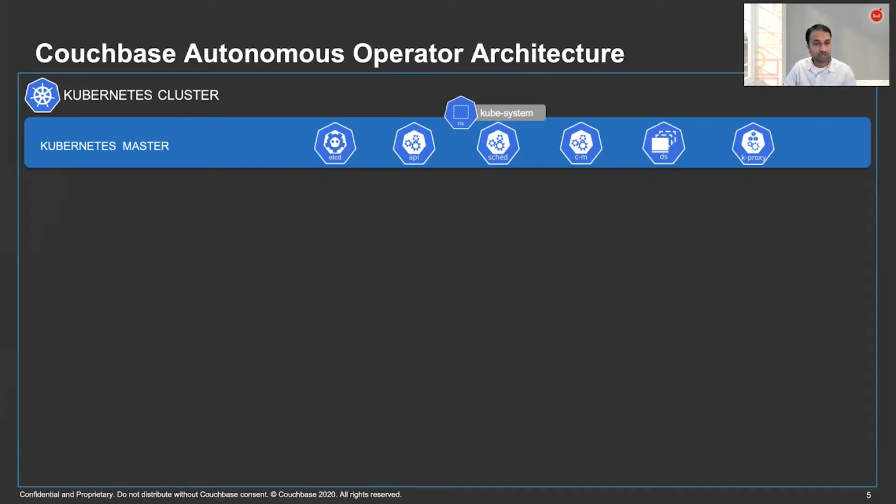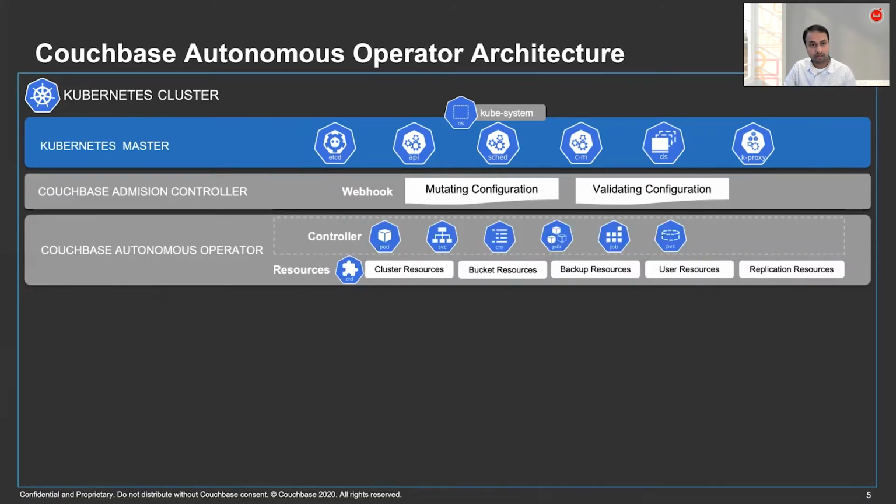So that's about the Kubernetes master. And then comes the operator. The operator is composed of two components, a per cluster dynamic admission controller and a per namespace operator, right? So let's talk about the dynamic admission controller.